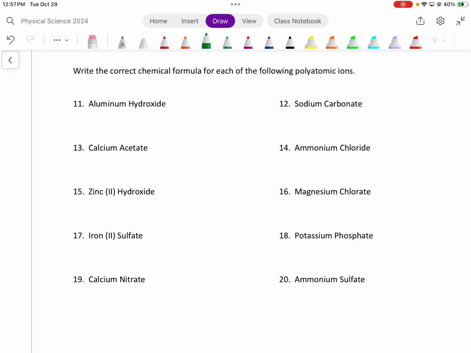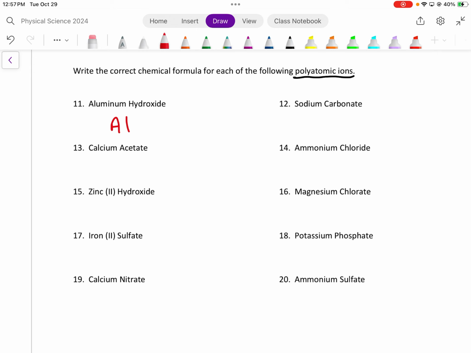Formulas. Again, this is similar to what we saw before, what we did with the binaries, but these are now polyatomic. So again, we're going to be using those ions in the parentheses. And so I'll start out with number 11, positive element first, aluminum. I'll get the oxidation number momentarily. And then we've got hydroxide. That's not an element, that's polyatomic.